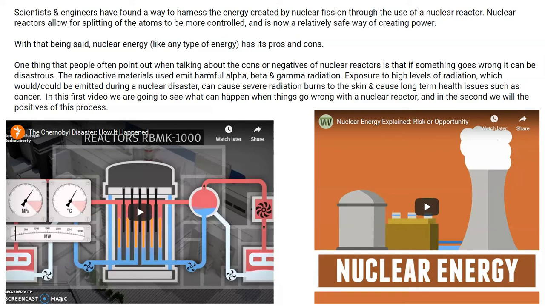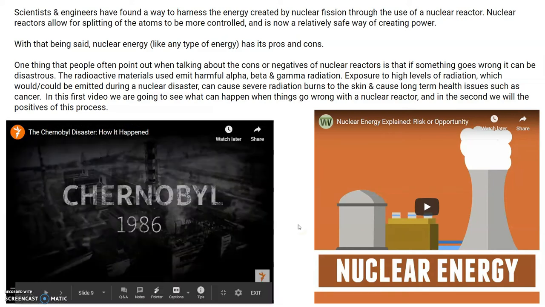In the first of the 2 videos that we're going to take a look at, you can see what happens when a nuclear reactor has something go terribly wrong with it. In this case, we're looking at a reactor that was not only not constructed properly with proper safety measures in mind, but also potentially some human error on the part of the people operating the plant. Whereas with the second video, we're going to talk about some positive things that come from nuclear energy.